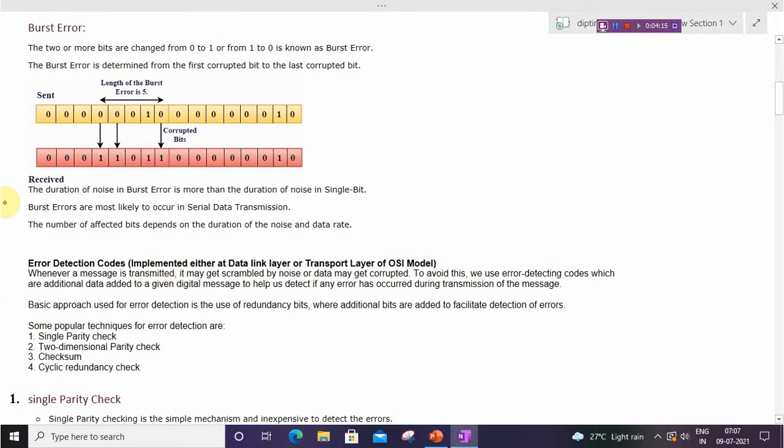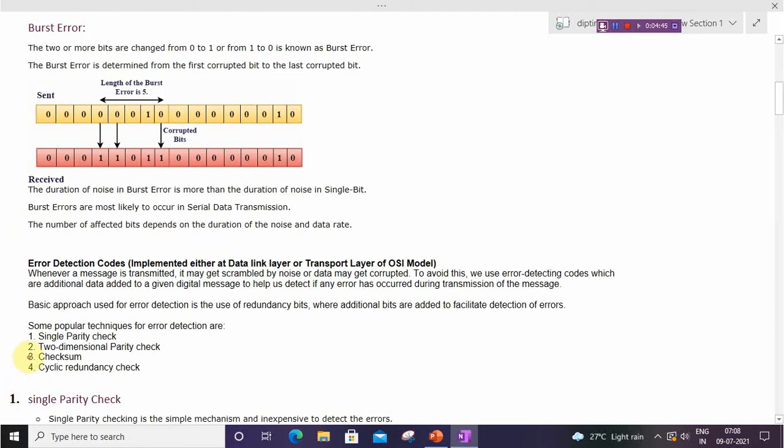The duration of noise in burst error is more than the duration of noise in single bit error. Burst errors are most likely to occur in serial transmission. The number of affected bits depends on the duration of the noise and data rate. Means when a single bit is changed, that is known as single bit error. When two or more bits are changed, that is known as burst error.